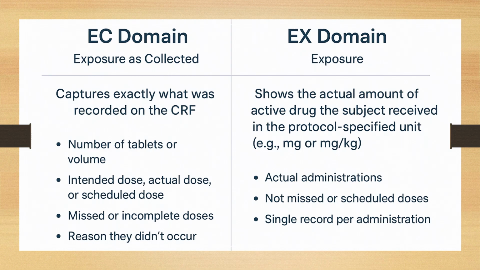So in short, the EC represents the raw collected exposure data, whereas the EX domain, which is the exposure data, comes into play after the data is cleaned and standardized, typically after unblinding in a blinded study. The EX shows the actual amount of active drug the subject has received and is expressed in the protocol specified units. It only includes the actual administrations, not the ones that were missed or scheduled but not performed.